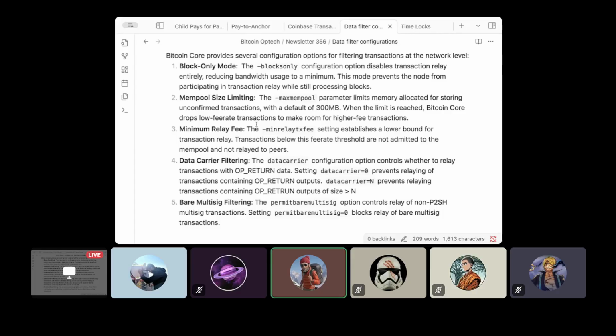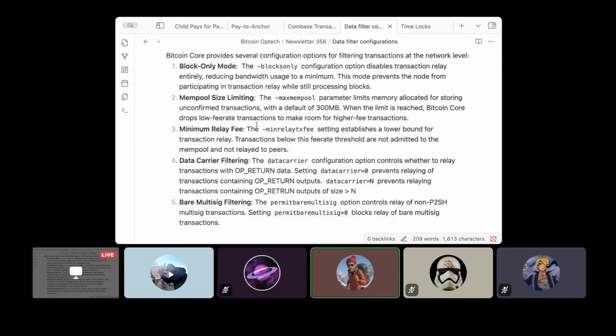And you can play with this if you put datacarriersize=n, some number. What it does is that it prevents relaying transactions containing OP_RETURNs of size greater than n. So you can set limits on the size of the data. By default, the size of OP_RETURNs is capped at 80 bytes. Still, if you don't want even that, you can vary it to whatever number you want, between 0 and 80.